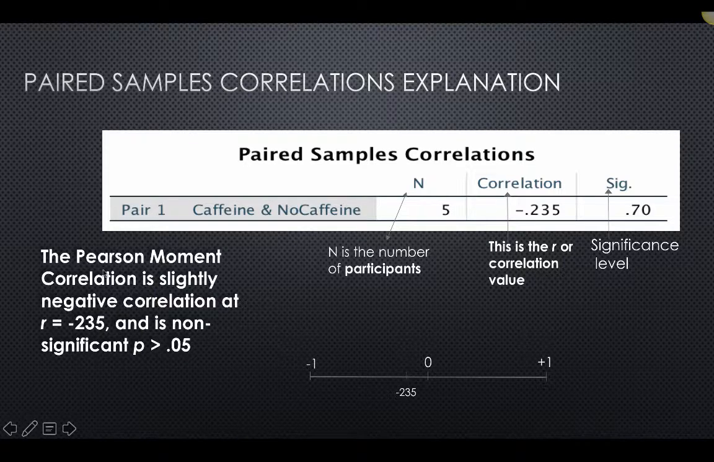So in this case, for a conclusion: the Pearson product-moment correlation is a slightly negative correlation at R, where R is your correlation letter, equals negative 0.235, and is non-significant at P greater than 0.05. You see the significance level is way higher than 0.05, so it is non-significant, and you write it as P is greater than 0.05.